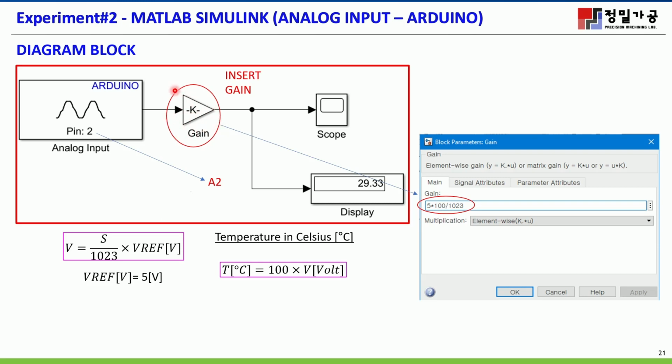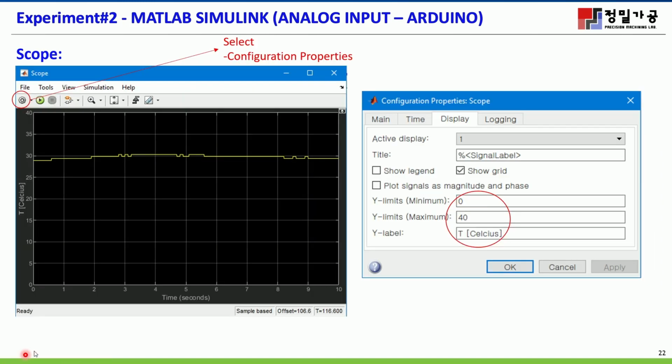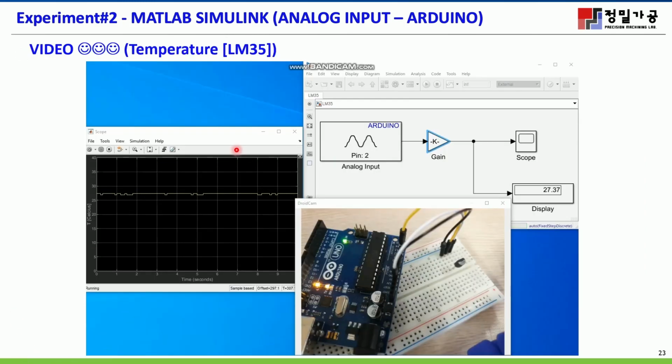Previously we already set this up for the potentiometer, right? Just change the value of the gain. And in the scope, you just select configuration properties and change the range to 0 to 40 degrees centigrade. Previously it was 0 to 5, right? We just change the label, I mean. So this is temperature measurement using the LM35.